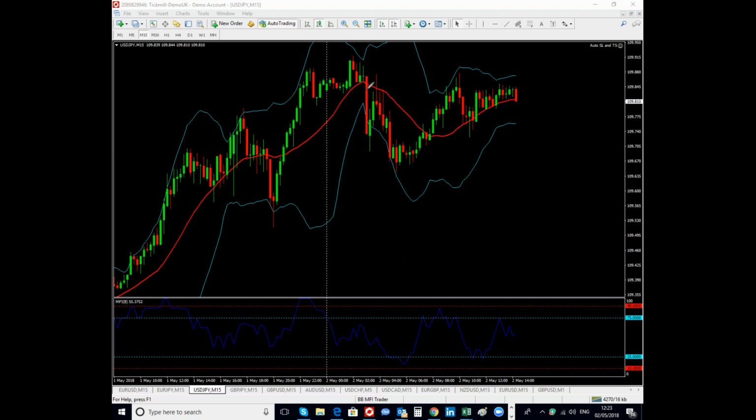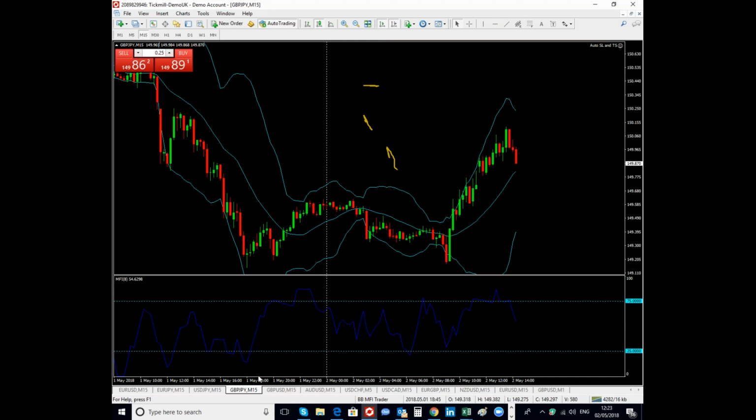What's the best price to buy dollar yen at? Is it here? Or if you wait for it to come down to the bands, is it there? And if you let it come down to the bands, it's always going to be at the bands, because it's always pushing down as low as it can go to get to the bottom band, and vice versa. So that's what it is about a trader.